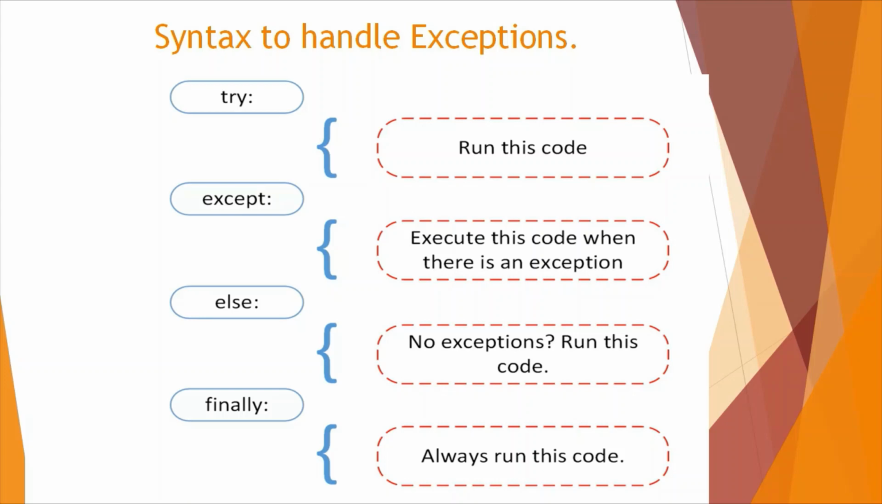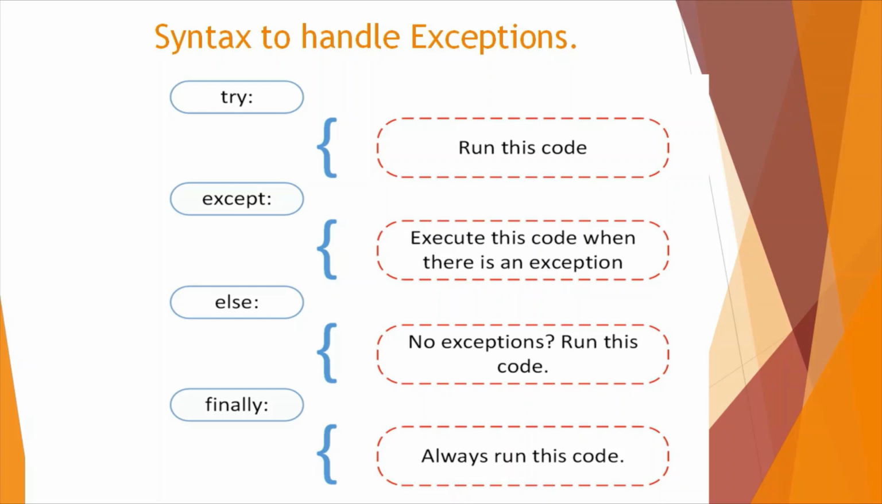We'll first of all have the try statement, and in it we have the try block, and it will run this code. The except block executes when there is an exception. So it will first try the block, and if there is an exception it will run the except block, else if no exception, run this code, and finally always run this code.